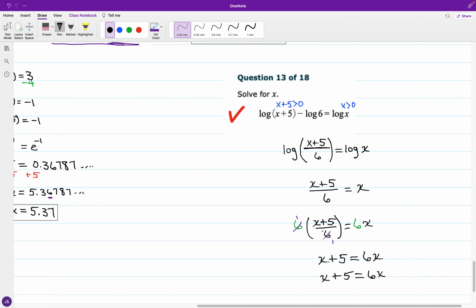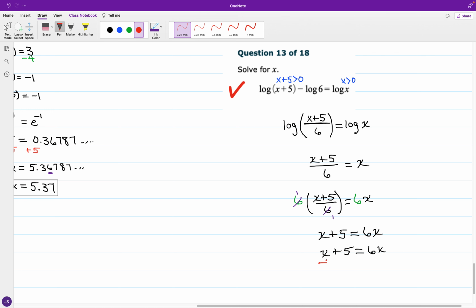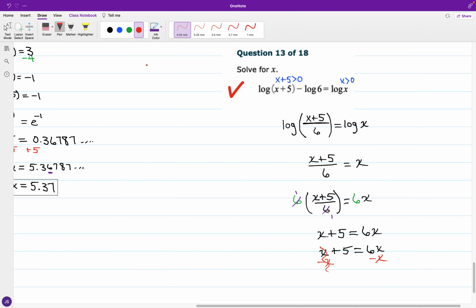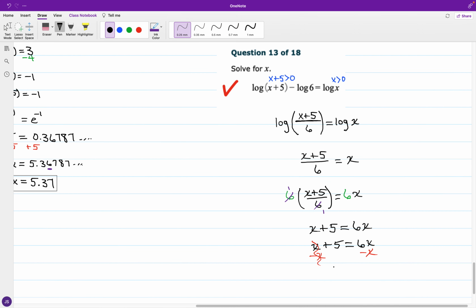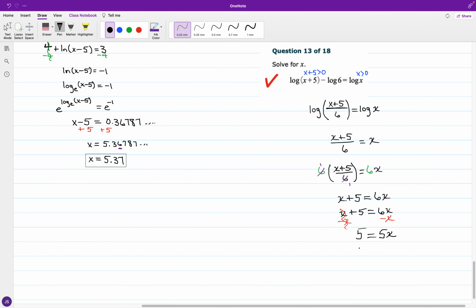So we combine our x terms. I have 6x by itself, and if I join with x, this will come down to 5 is equal to 5x. And with division by 5, this will be 1 is equal to x, or with x on the left hand side, x is equal to 1, and we can go back and check.